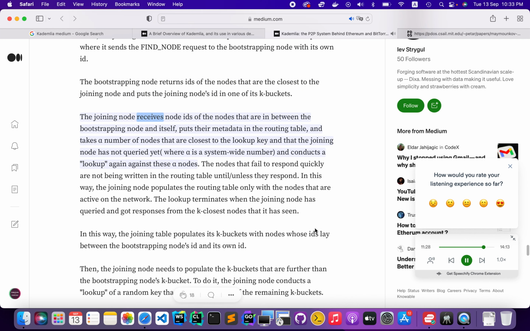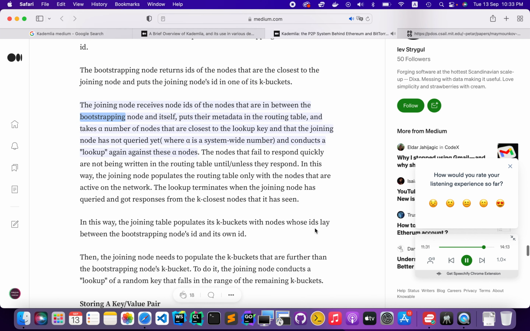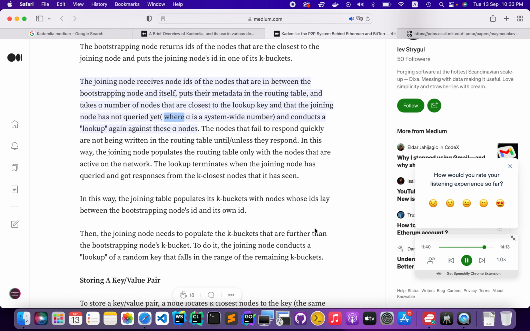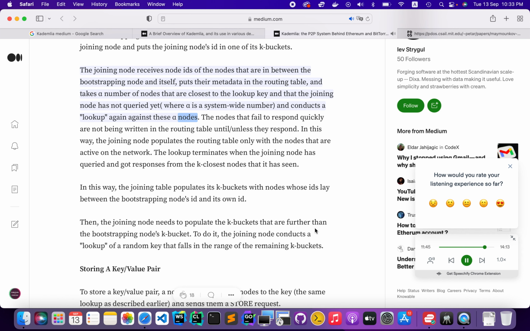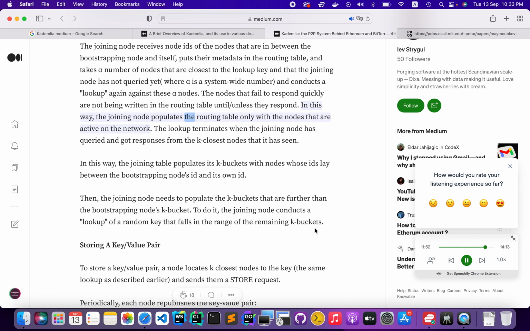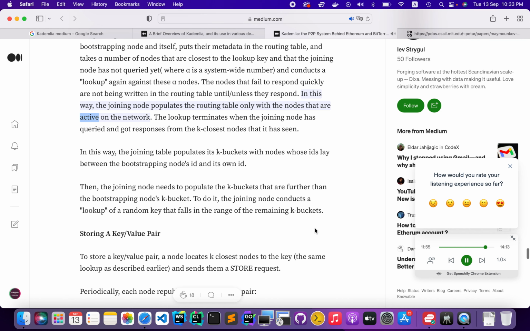The joining node receives node IDs of the nodes that are in between the bootstrapping node and itself, puts their metadata in the routing table, and takes alpha number of nodes that are closest to the lookup key and that the joining node has not queried yet, where alpha is a system-wide number, and conducts a lookup again against these alpha nodes. The nodes that fail to respond quickly are not being written in the routing table unless they respond. In this way, the joining node populates the routing table only with the nodes that are active on the network.